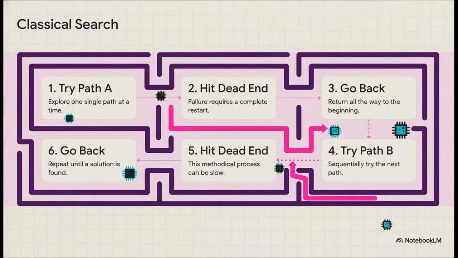Think about how a normal computer would solve a really complex maze. Its bits can only be one thing at a time, so it has to go step by step. It tries one path, oops, dead end. Okay, go all the way back to the start. Now, try the next path. Another dead end. You get the idea. For a gigantic maze, this could take practically forever.